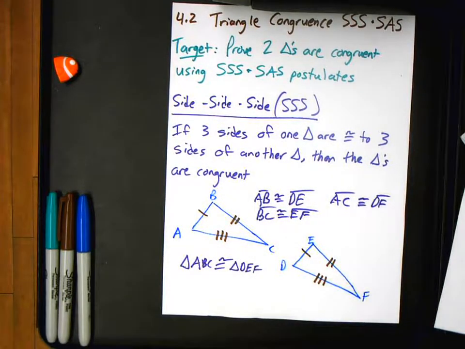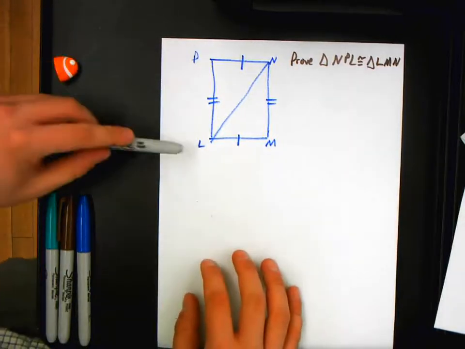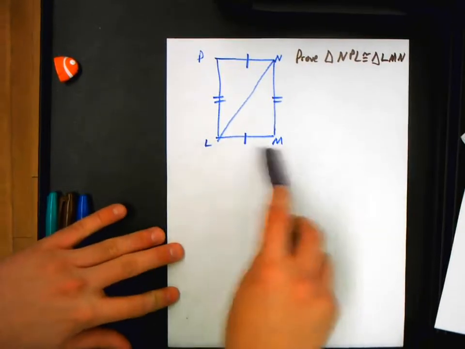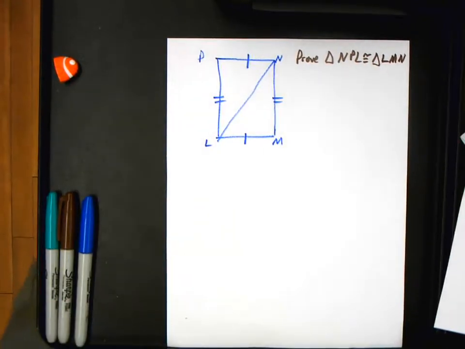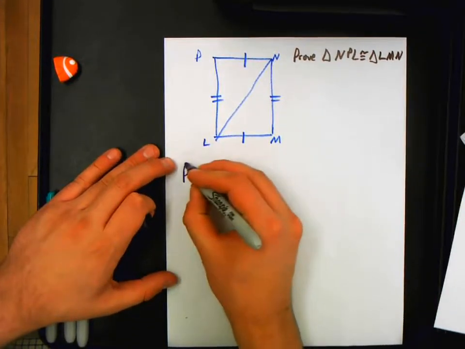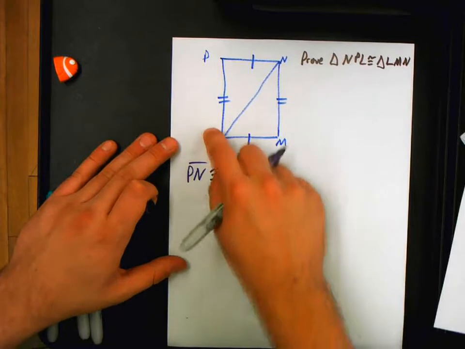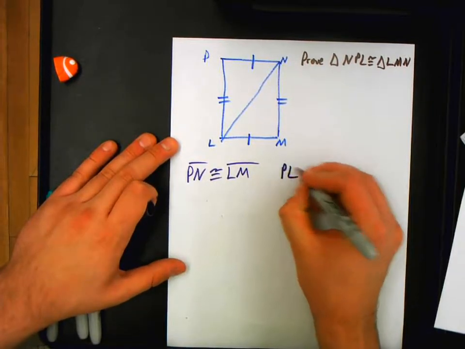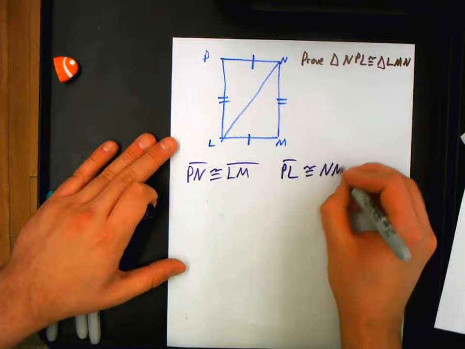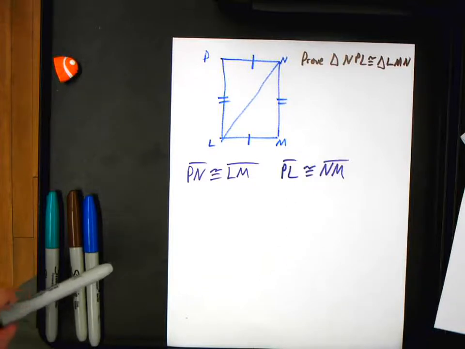So let's take a look at an example of how we can prove this in a different scenario. If we have 2 triangles right here, one of them is NPL and the other one is LMN, and we are asked to prove that these 2 triangles are congruent. We already know that PN is congruent to LM, and then we also know that PL is congruent to NM. This is information that's already given in the problem based on the markings in the diagram.